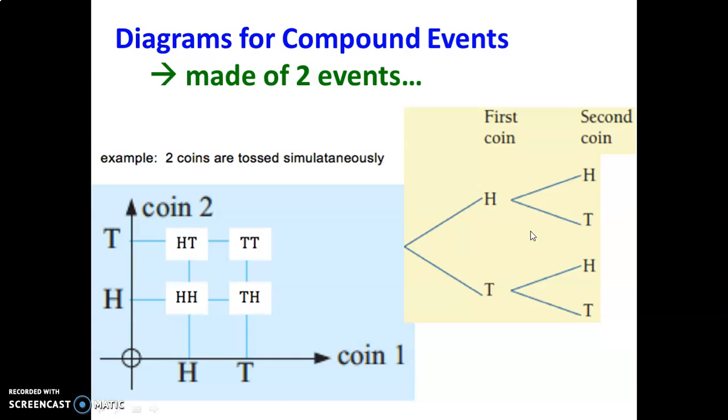A really important thing to notice is that the sample space diagram can only have 2 axes, right? It's 2-dimensional, here and here. That means 2 small events have happened, one coin flip and another, and it shows it here. First coin flip, second coin flip. This sample space diagram is limited. It can only show a compound event made of 2 events.